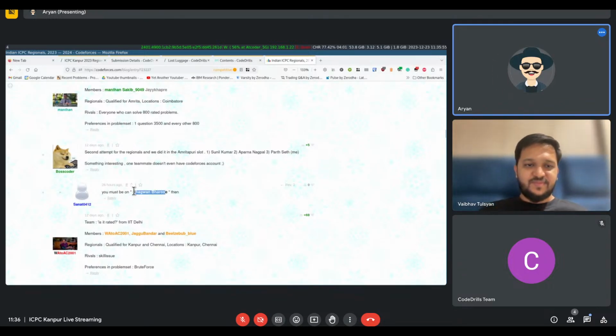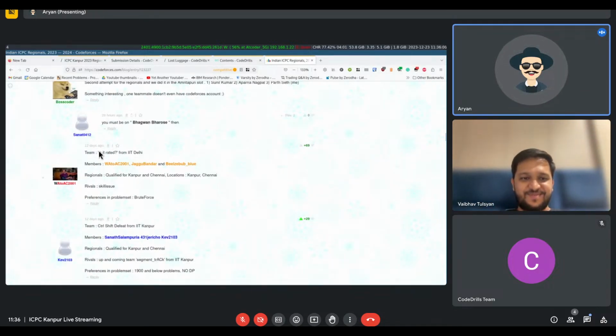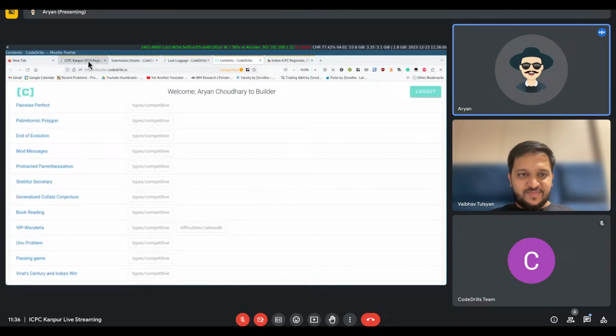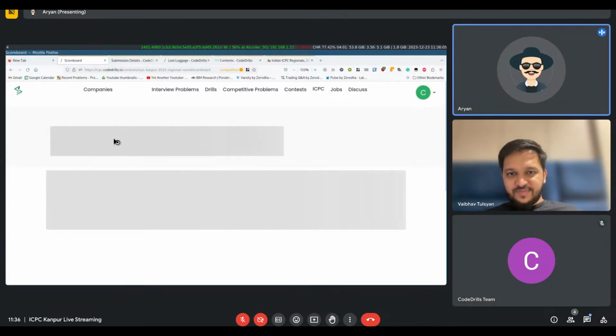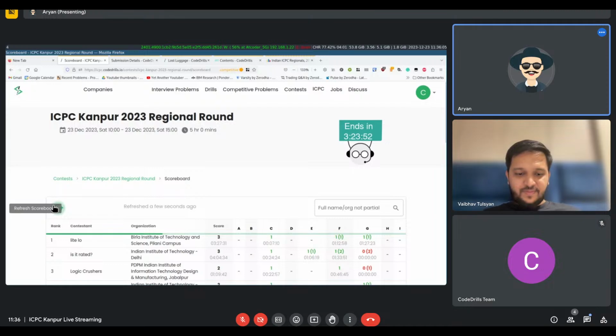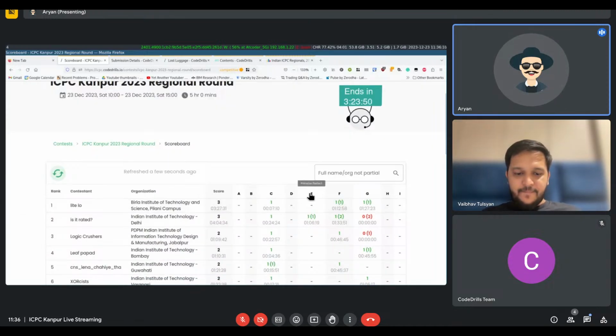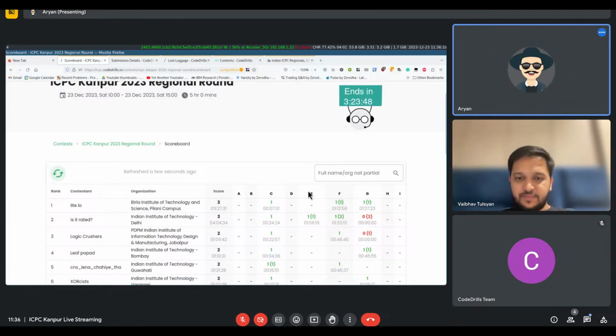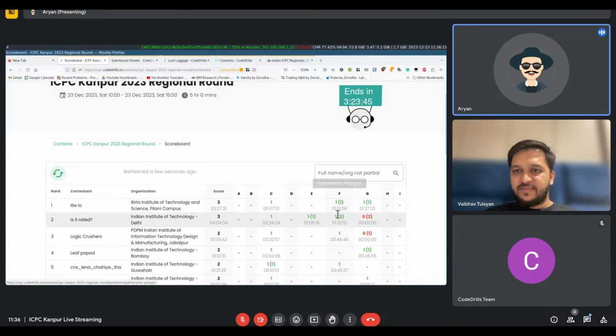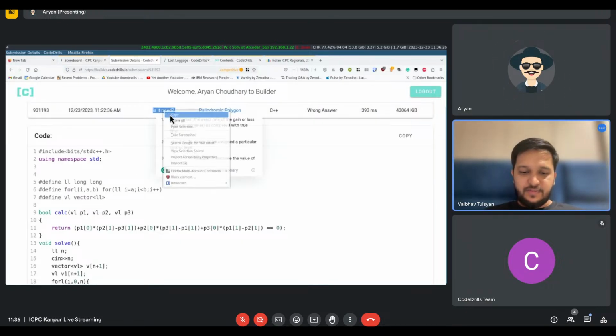Then we have Is It Rated? Let's see what their current status on the scoreboard is right now. Okay, Is It Rated has solved three problems. Oh, nice. They have got an accept on pairwise perfect, and palindromic polygon. They were really close to it. Can you see their submission right away? Yeah, let me just see it.